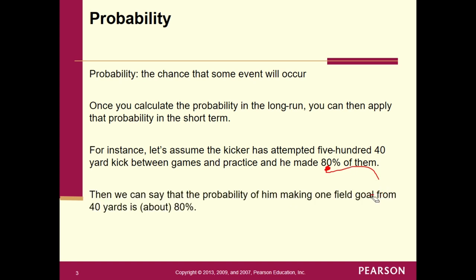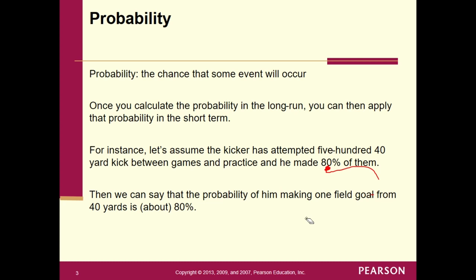So let's see what it says here. Then we can say that the probability of him making just one field goal from 40 yards is about 80%. And I said about 80% because, in a very technical sense, we would have to have him kick more than just 500. We would have to have him kick several more to actually figure out the exact probability.